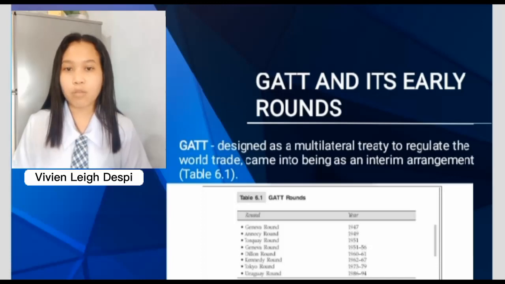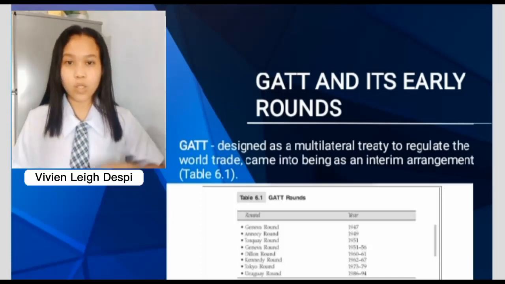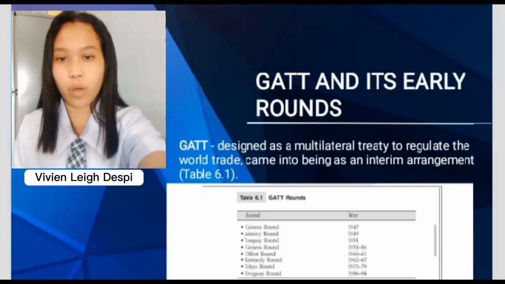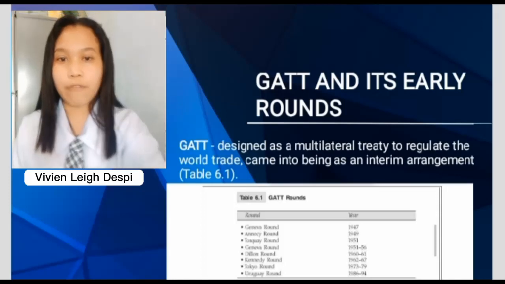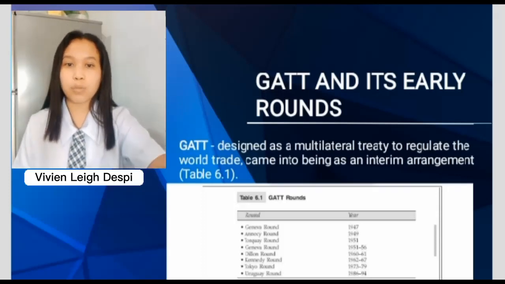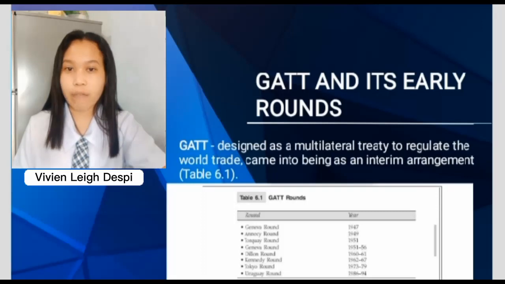It came into being as an interim arrangement, in Table 6.1. So we can see here at the Table 6.1 the GATT round. So the beginning from 1947, GATT endeavored its best to promote multilateral trading system for almost 5 decades.